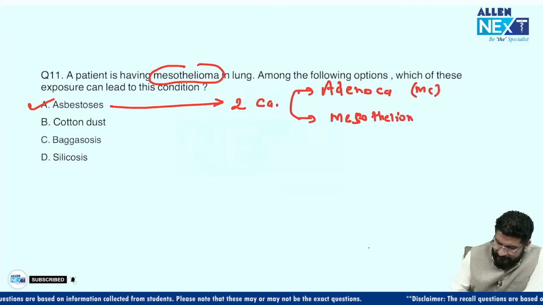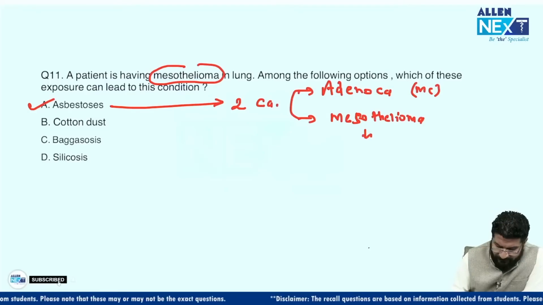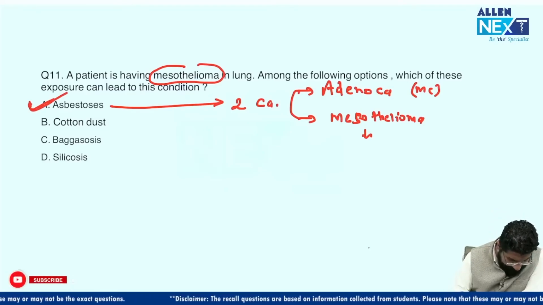Even in last year's exam, there was a question on mesothelioma. They asked about the tumor marker called retinine. So easy one, mesothelioma. Am I clear, guys?